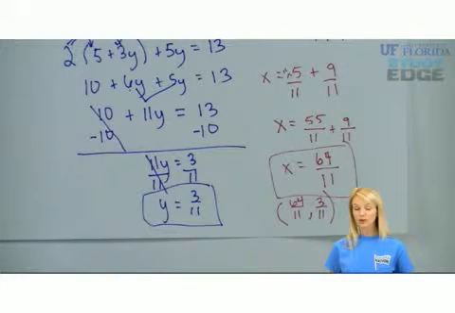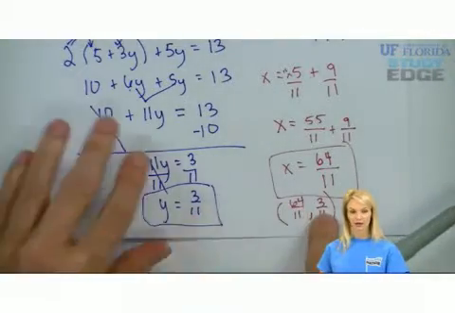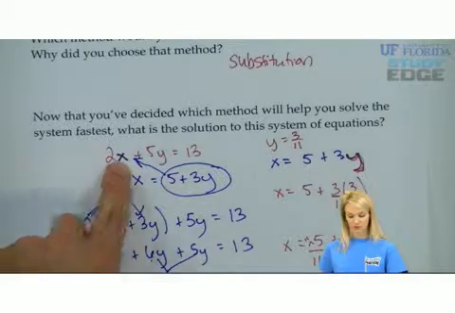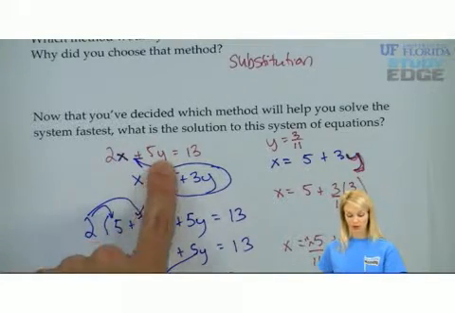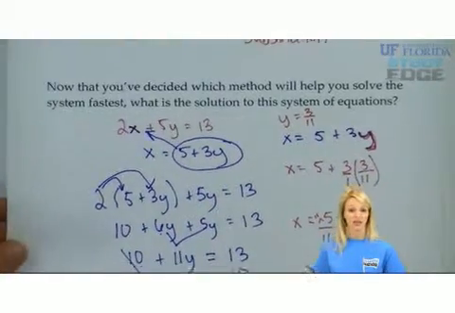Now remember, you can always check your work when you're doing a systems problem. Take your value of x and your value of y, plug it into your equation. Plug in x equals 64 over 11. Plug in y equals 3 over 11. The left side of your equation needs to equal the right. It's a great check to make sure that you solved it.